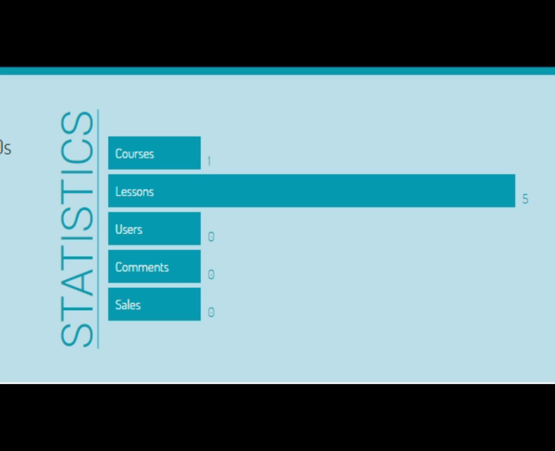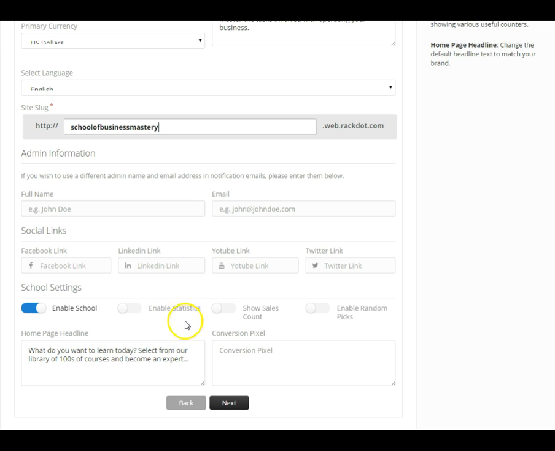An example of the statistics that you can show on your school page include how many courses you're offering in the school, how many lessons you're offering in the school, how many users you have in the school, are there any comments anyone added to the school, and you can also check if you want to show how many sales have been made in your school. So enabling that statistic area will show those statistics on your school site. And you can also choose to enable the show sales counts.